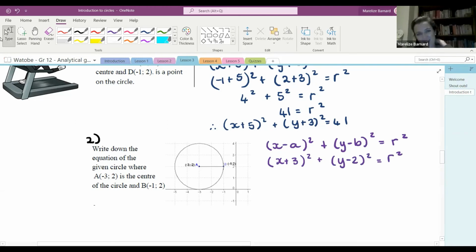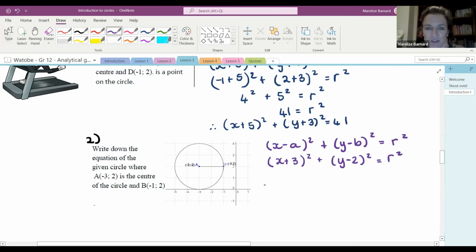Okay, so I've started off our question. I've popped in the center of the circle already. That's at (-3; 2). Sorry, it seemed like it was -2 on the sketch, but it is actually just 2. So that's the first thing we do.